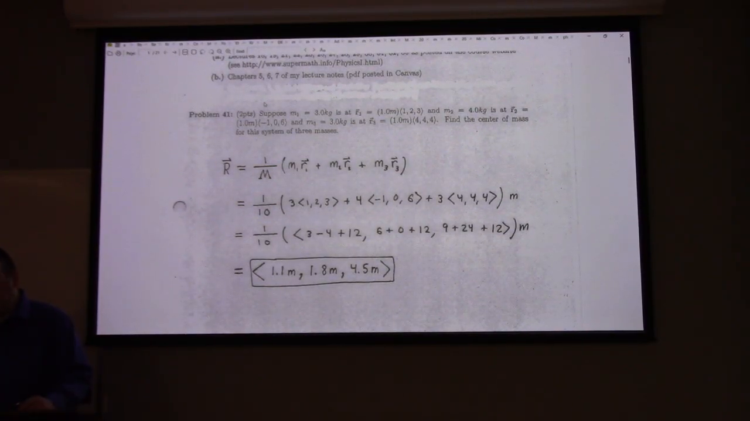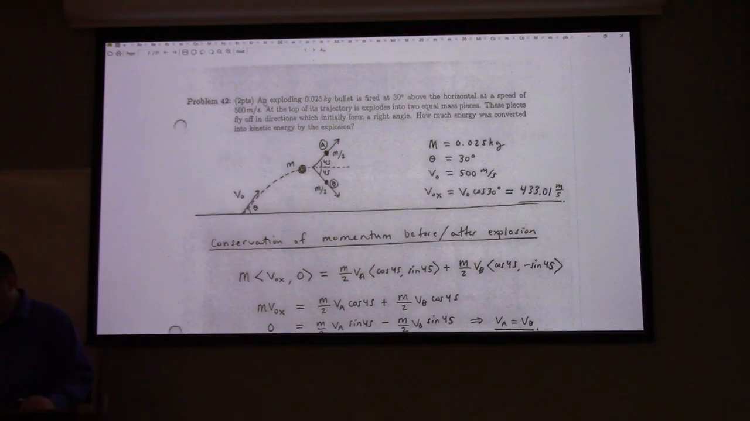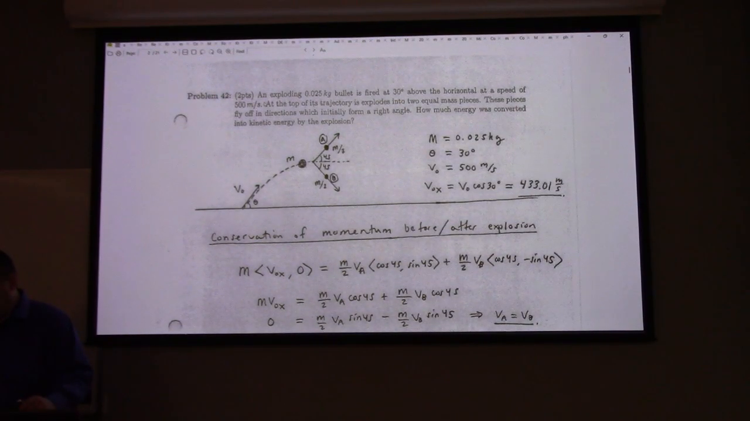Finding the center of mass of a finite collection of masses is something you should be able to do. If this takes you longer than 3 minutes, you're doing it wrong. You just take the weighted sum of the position vectors of the masses at play if there's just a finite collection. Hopefully you guys have all thought about this problem.